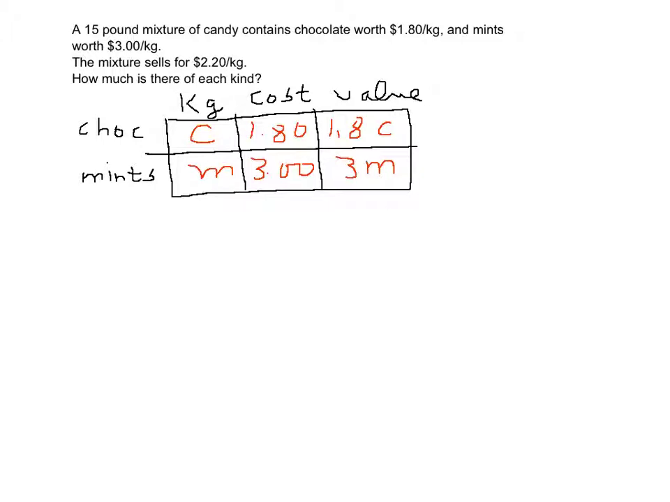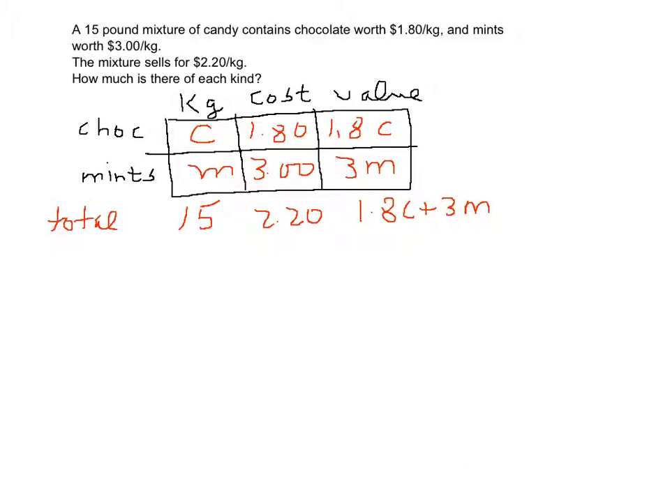Now, what else do we know? In terms of the total, we know that the total kilograms here, I guess I mixed up kilograms and pounds in that top problem, but let's stay with kilograms, is going to be 15. The cost is going to be $2.20 per kilogram, and the value is 1.8C plus 3M. So do you see what the equation is going to be? Take a second and see if you can figure it out.